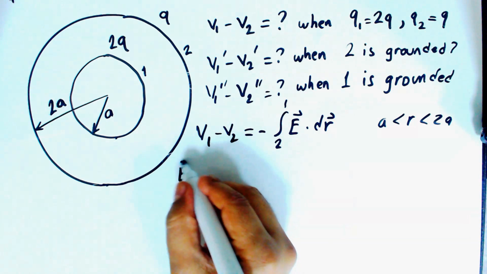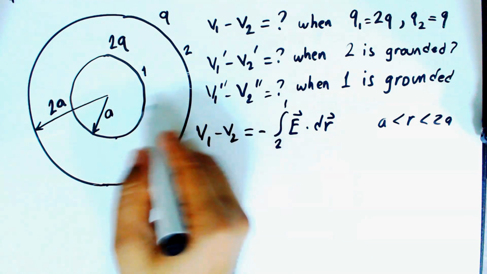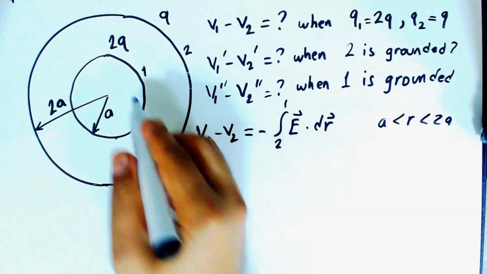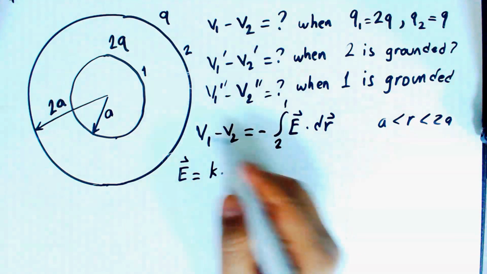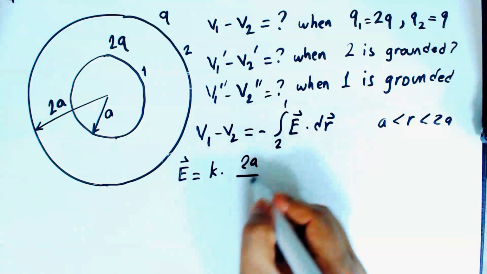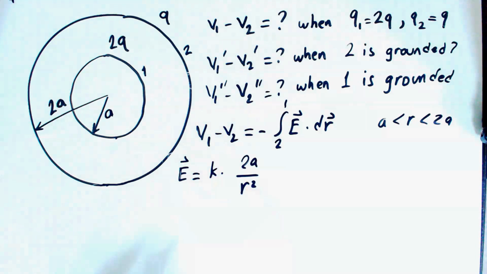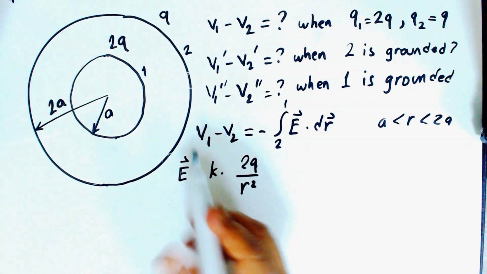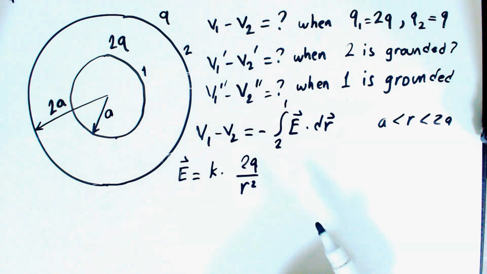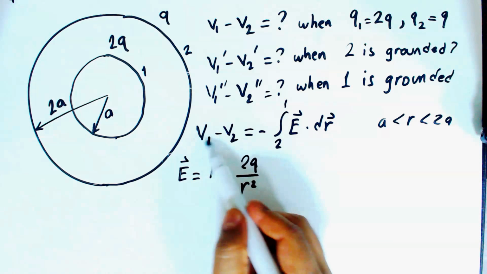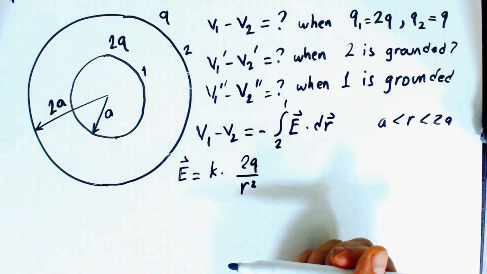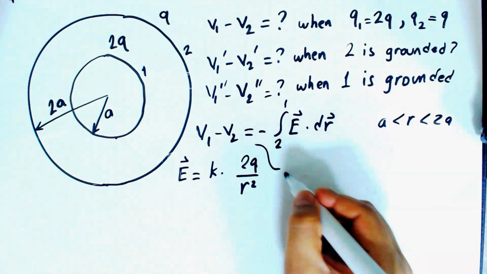So what you will have is the electric field between the shells, k times the inner charge, which is 2q, divided by r squared. So this is the electric field between the inner shell and the outer shell, between shell number 1 and number 2, and we just put this into this integral to calculate the potential difference. Okay, let's continue over here.